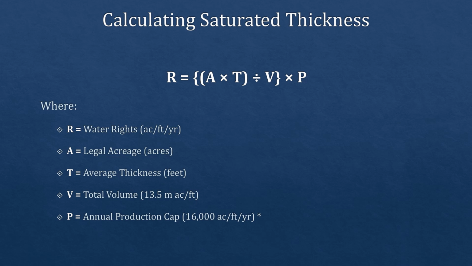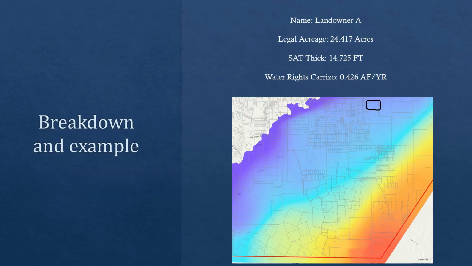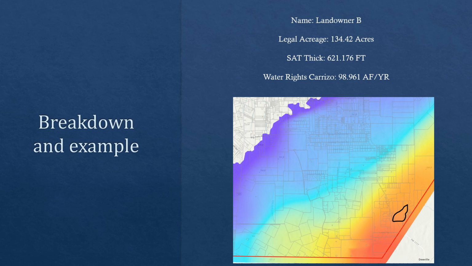Now that we understand the equation, let's look at some examples. In this example, we will look at two random parcels taken from our model, one in the shallow outcrop and one in the deeper section of the Carrizo aquifer. Moving on, we will look at the updates to the 2003 saturated sands thickness model.